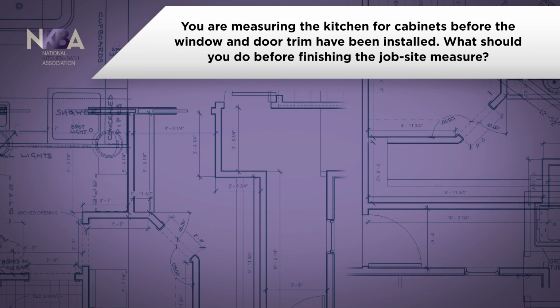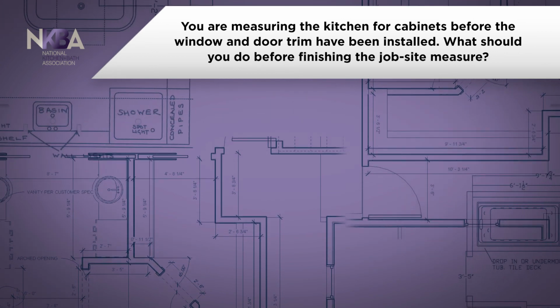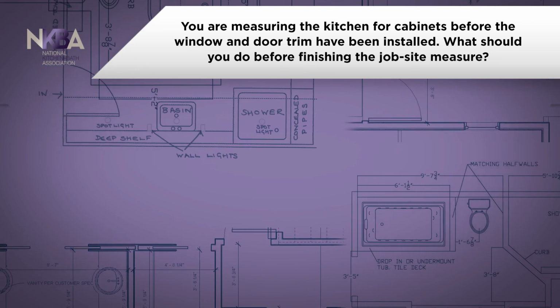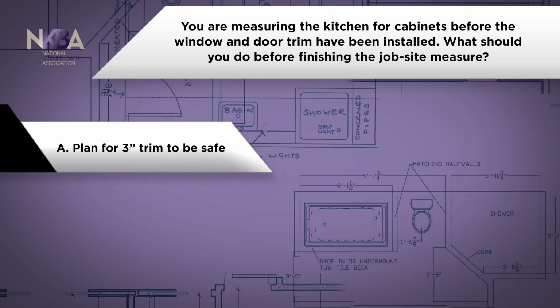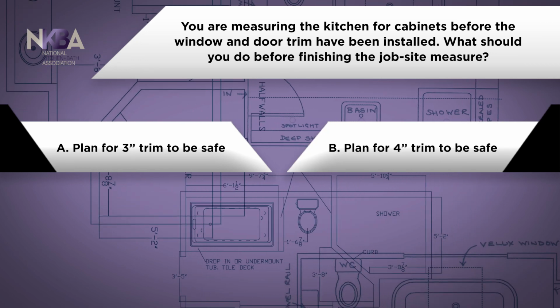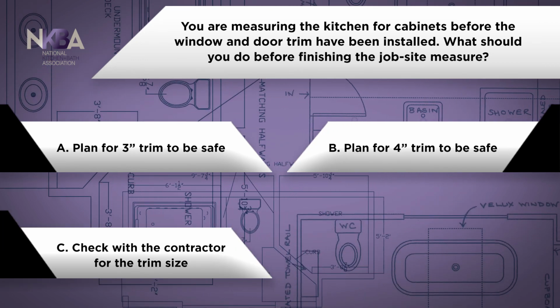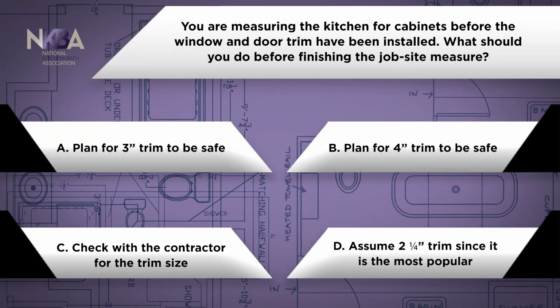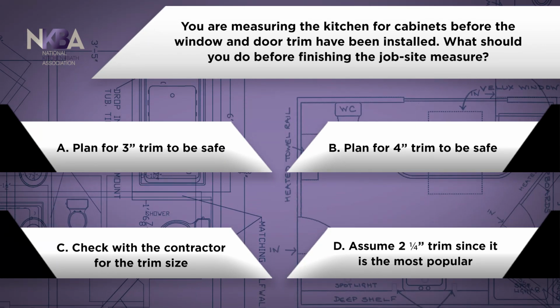You're measuring the kitchen for cabinets before the window and door trim have been installed. What should you do before finishing the job site measure? A. Plan for 3-inch trim to be safe. B. Plan for 4-inch trim to be safe. C. Check with the contractor for the trim size. D. Assume 2 1/4 inch trim since it's the most popular.